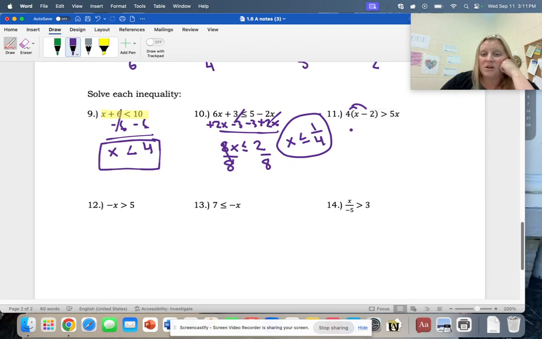All right, next one, we're going to distribute and get 4x minus 8. I don't recommend you move the 5x over here or undo the 5x, because you'll have nothing else over here to work with. Could mess you up. So instead, we're going to minus the 4x over. And 5 minus 4 is just 1, and you don't have to write the 1.